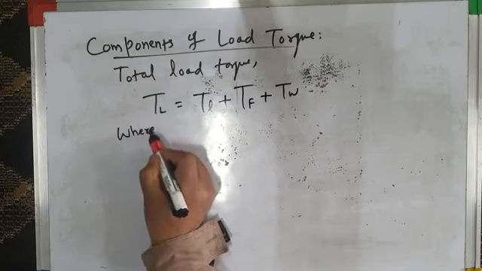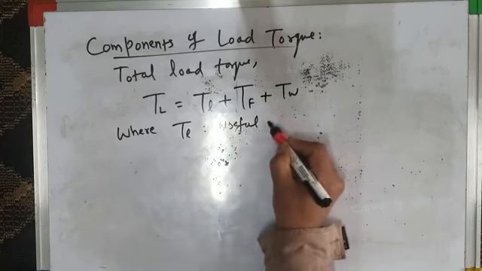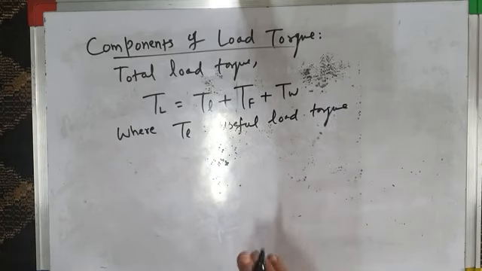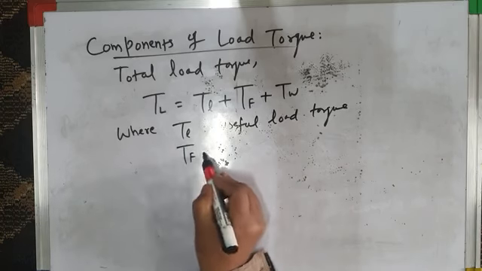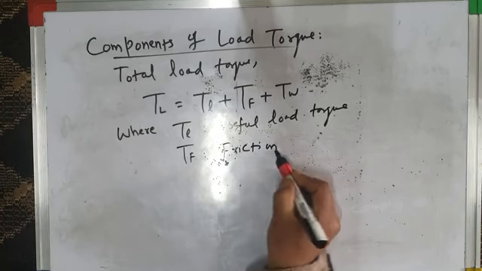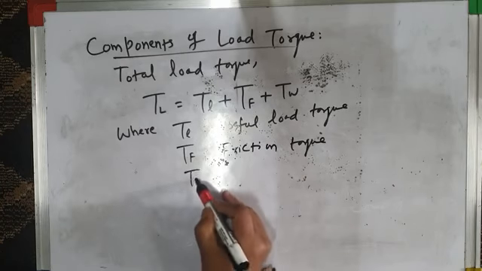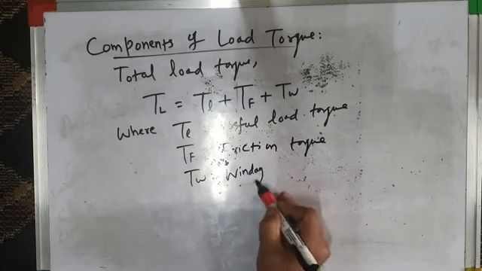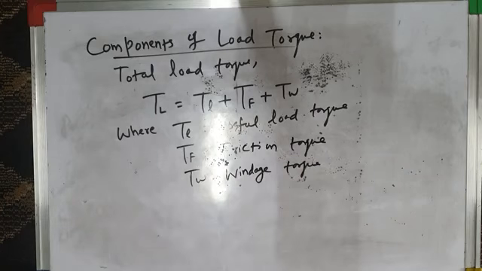What is this T small l? T small l is the useful load torque. I mean, this is the torque which puts the load into rotation. This is the useful load torque. TF is called frictional torque, or friction torque. And TW is called windage torque. These are the different components of load torque.